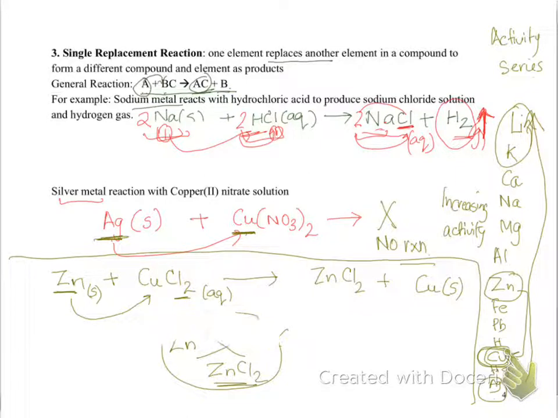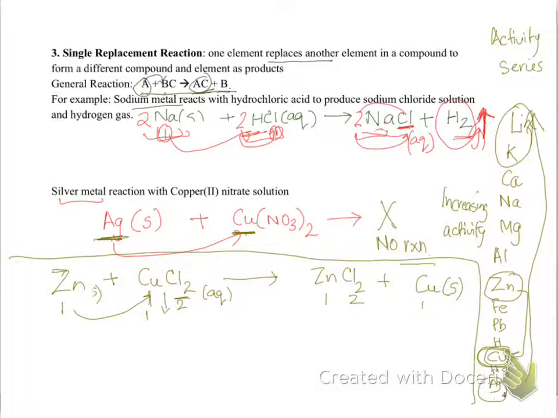So now I have the equation, and once I have the equation, I always balance it. Zinc: one zinc atom here, one here, 2 chlorine, 1 copper. So the equation is balanced. And when you put zinc in copper chloride, how will you know that the reaction has taken place? What will you observe?